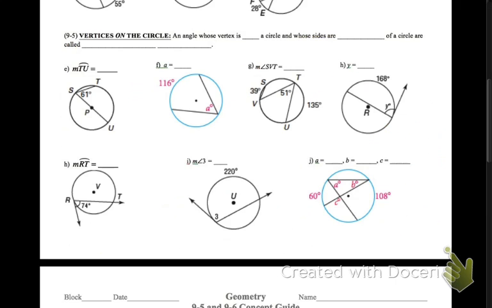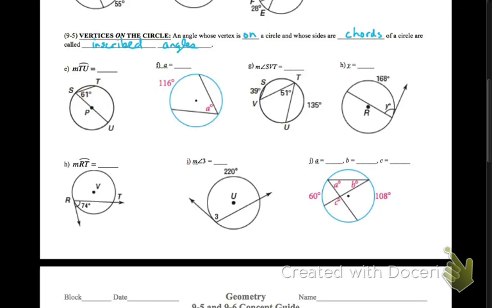What if the vertex keeps moving further away from the center of the circle until it is on the circle? When that happens, when it's formed by chords or secants, it's called an inscribed angle. That has a special definition. We'll have a couple of other special things that we'll talk about with that. But I want you to consider this.